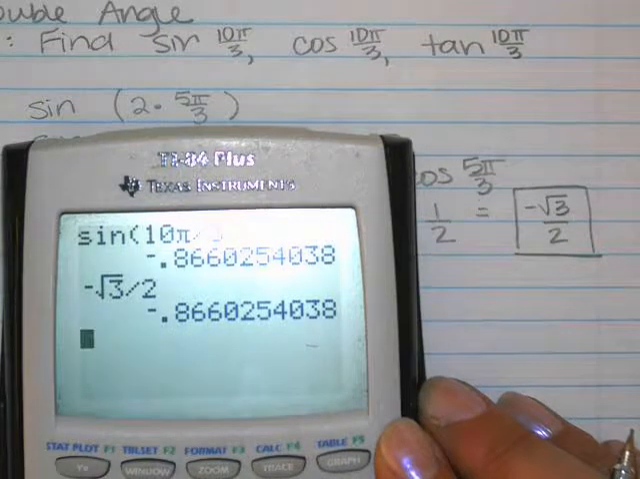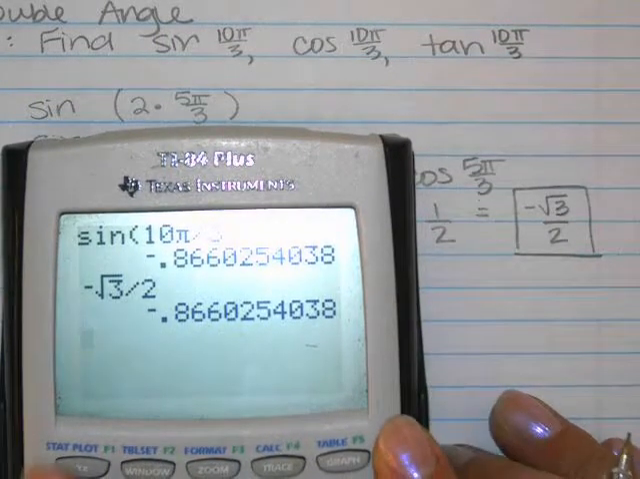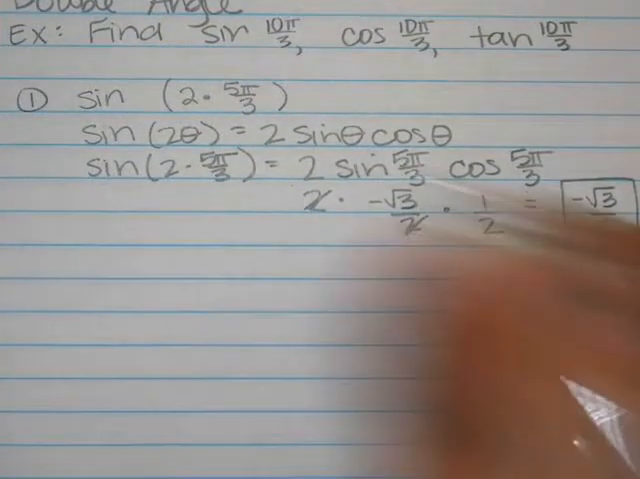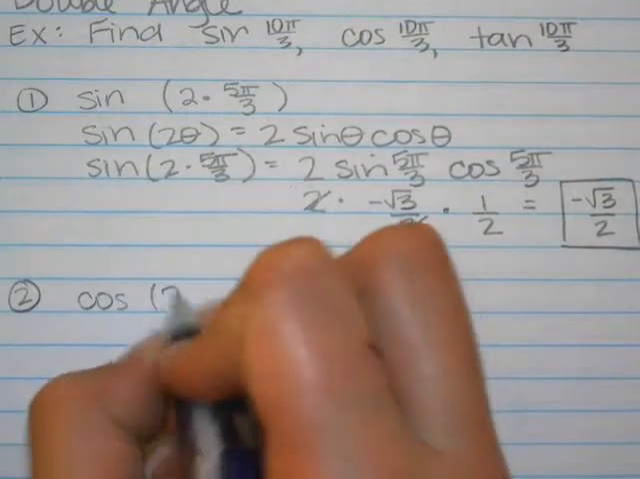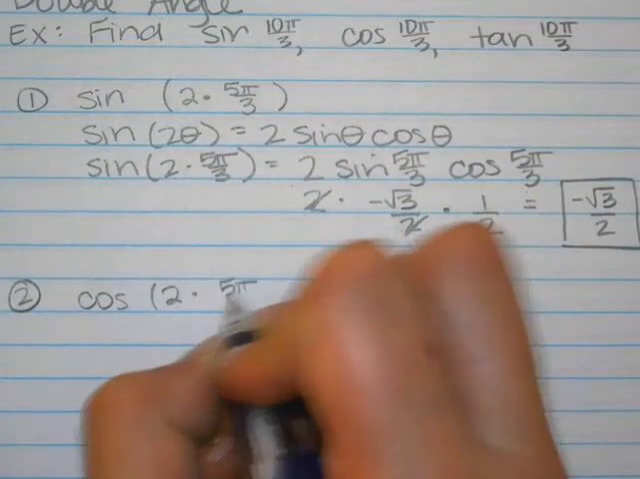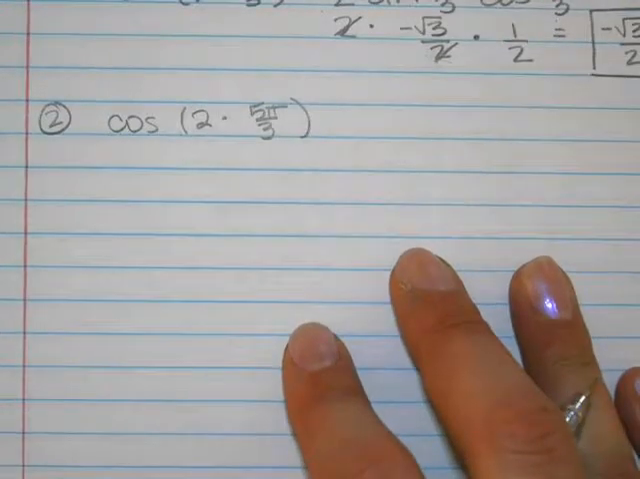All right, how do we feel about that one? Formula's okay? All right. Next, we're going to do the same thing, but for cos. So second, we're going to say that this is cos of 2 times 5 pi thirds, right? Now, the difference with cos is that you do have 3 options.